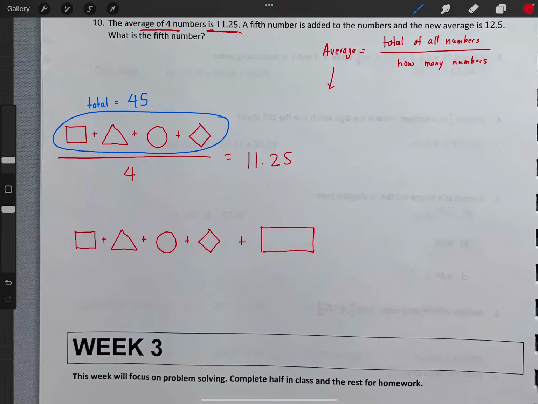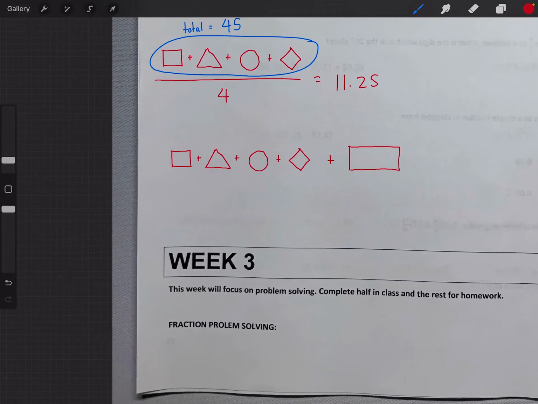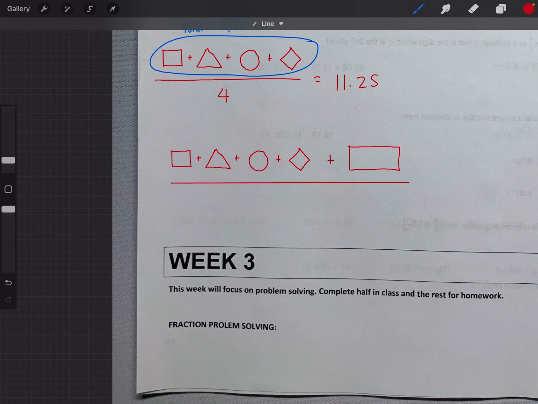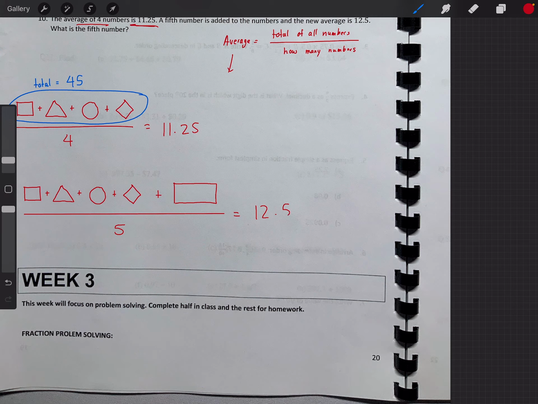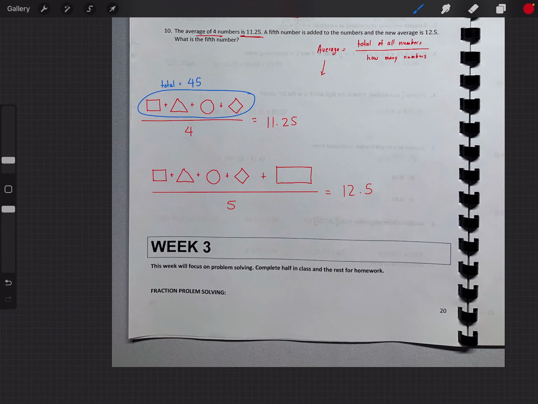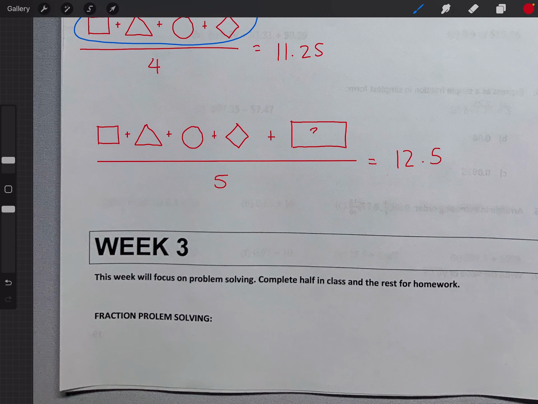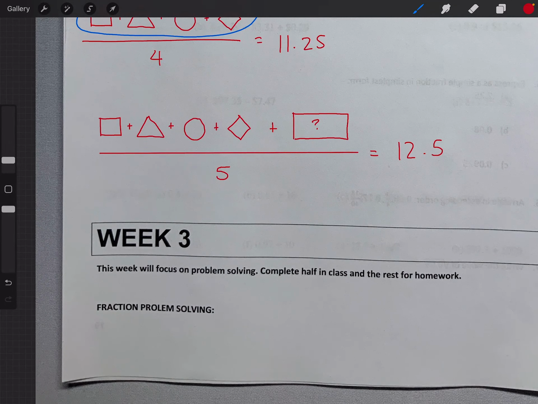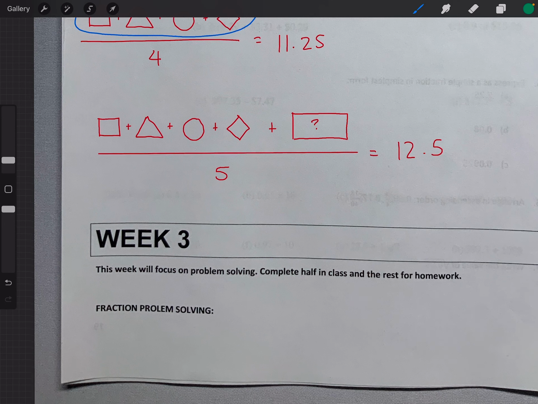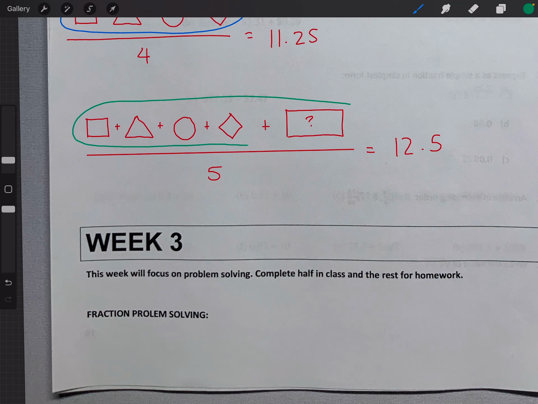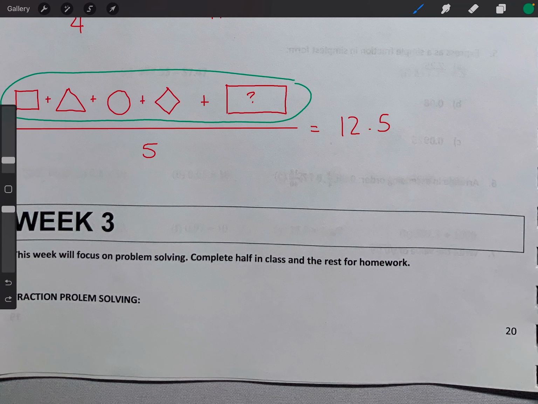They say that once you add the 5th number, the new average is 12.5. So if we have 5 numbers, how do you find the average? You add all 5 numbers together, divided by 5. And it says the new average is now 12.5. So the question is, what is this mystery new number? To find this out, we're going to find the new total, the total of these 5 numbers. Again, we're going to do 5 times 12.5. Let's work it out.